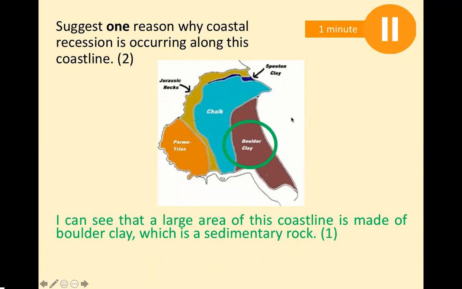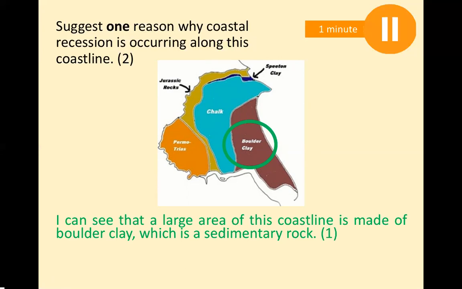Very clearly on this figure, now this is the Holderness Coast up in Yorkshire, if you're interested, this boulder clay is incredibly susceptible. So it's very susceptible to erosion. It's less resistant to erosion. So the sentence I came up with is, "I can see that a large area of this coastline is made of boulder clay, which is a sedimentary rock." So you've given that significant piece of evidence, you selected the relevant evidence.